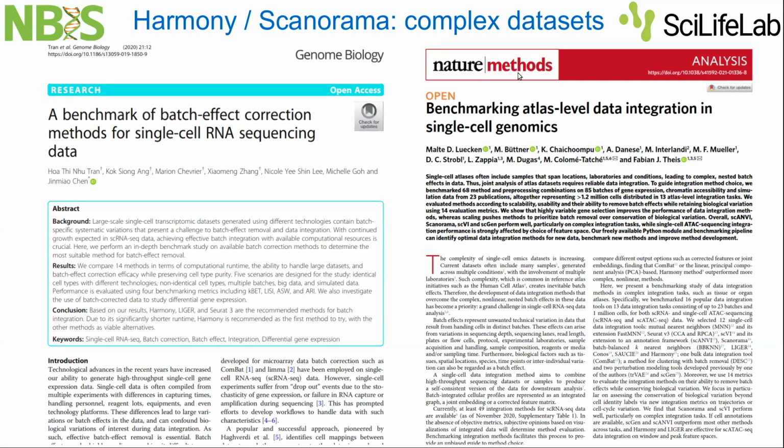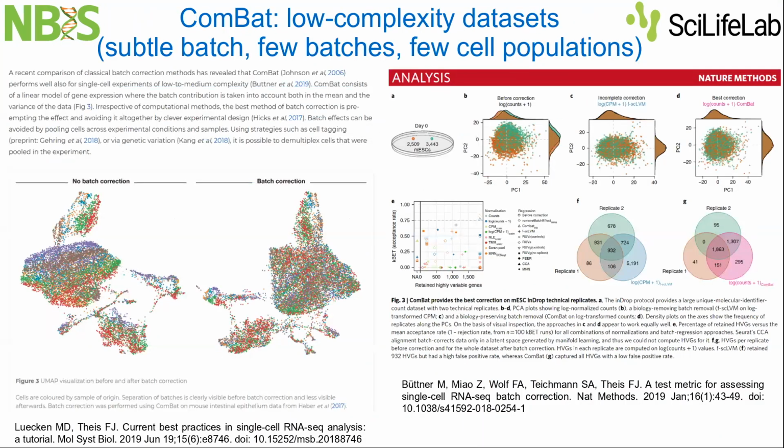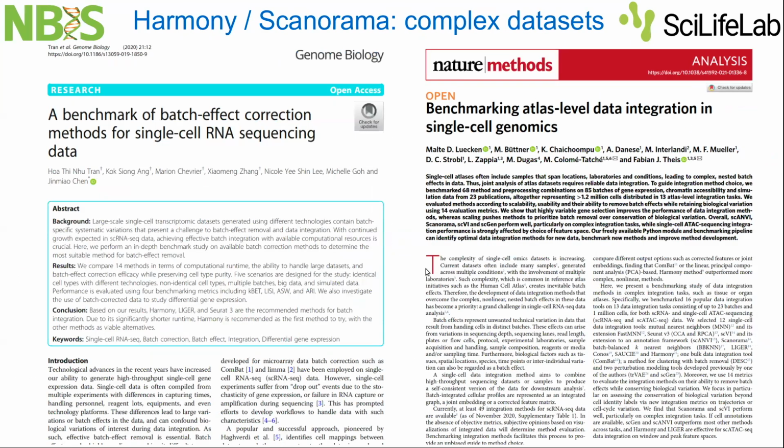And the reason is, again, data complexity. When Fabian Theis was claiming that ComBat is just fine for single cell data integration, people were working with just a few batches and a few cell populations and subtle batch effects. Then yes, if it's what is called low data complexity, ComBat should be fine. However, if you have a couple of hundred batches and cell populations, then probably you should apply something like this.